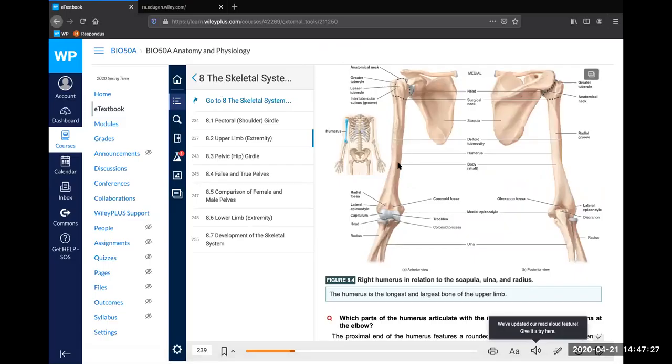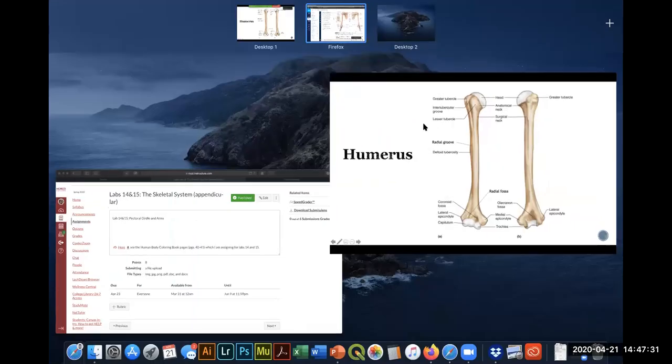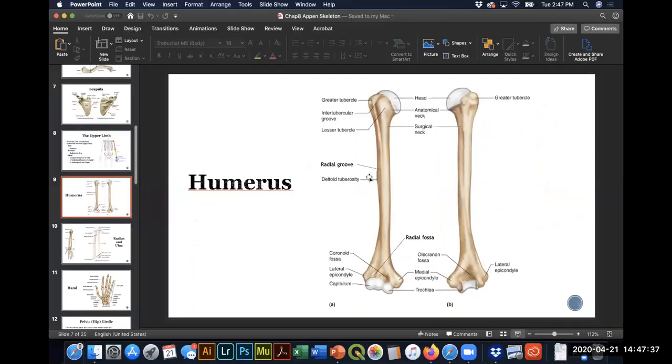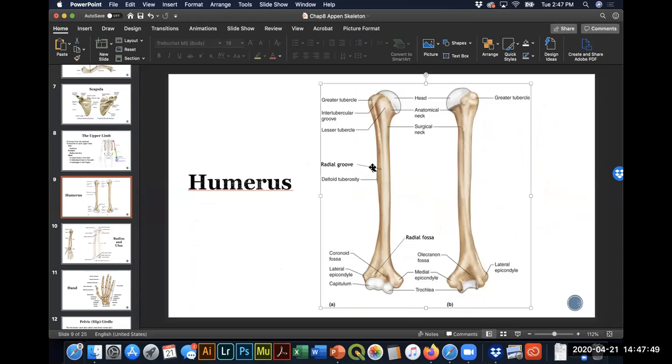So yeah, not terribly easy to see. It's on the medial side. You're saying those are the only two markings that we need to remember for the humerus? For the diaphysis of the humerus. Okay, thank you. And this should be out here a little bit. That's going to be more accurate.